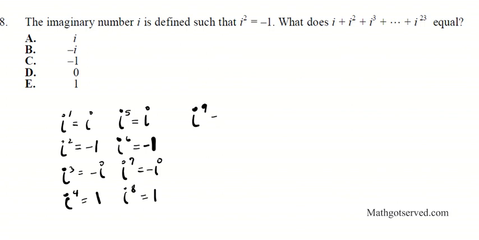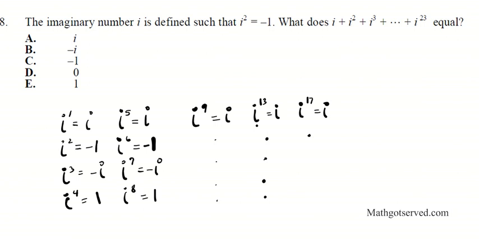i to the 9th is going to be i, and then the pattern continues. Add another 4, you have i to the 13, and that's for i. Then add another 4, you have i to the 17, then put the dots here. I don't need to write it because it's the same pattern.